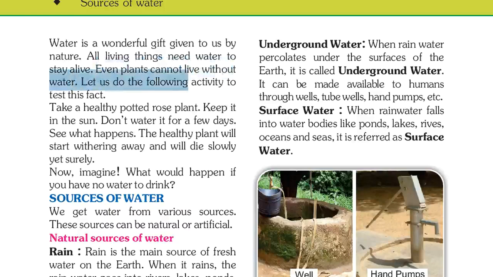Let us do the following activity to test this fact. Take a healthy potted rose plant. Keep it in the sun. Don't water it for a few days. See what happens. The healthy plant will start withering away and will die slowly yet surely. Now imagine what would happen if you have no water to drink.